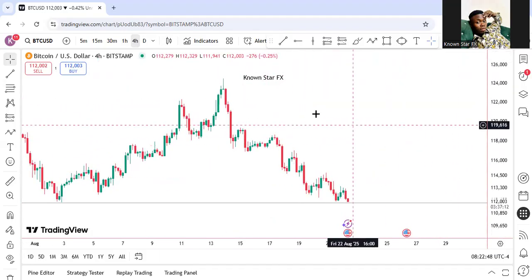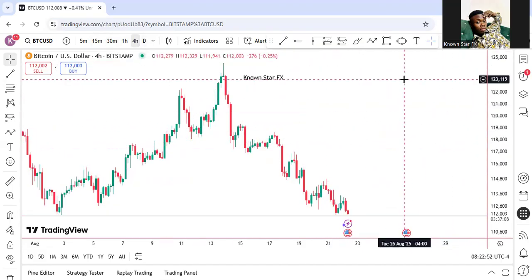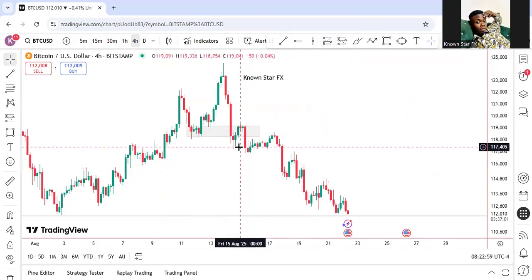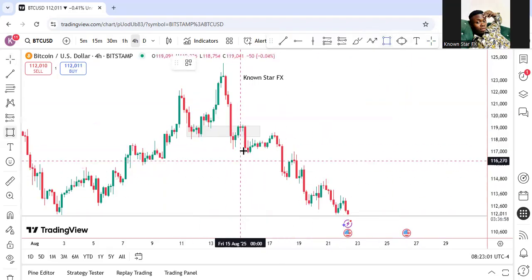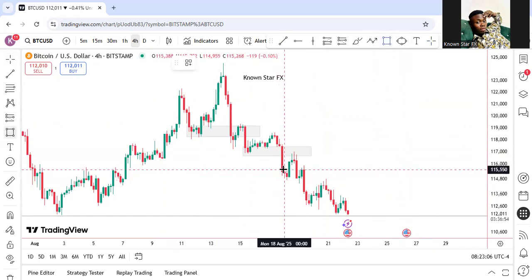on BTC. I'm going to be breaking this down more because we're still definitely going to go into the lower time frame. But you can see the way BTC has been respecting levels right here.